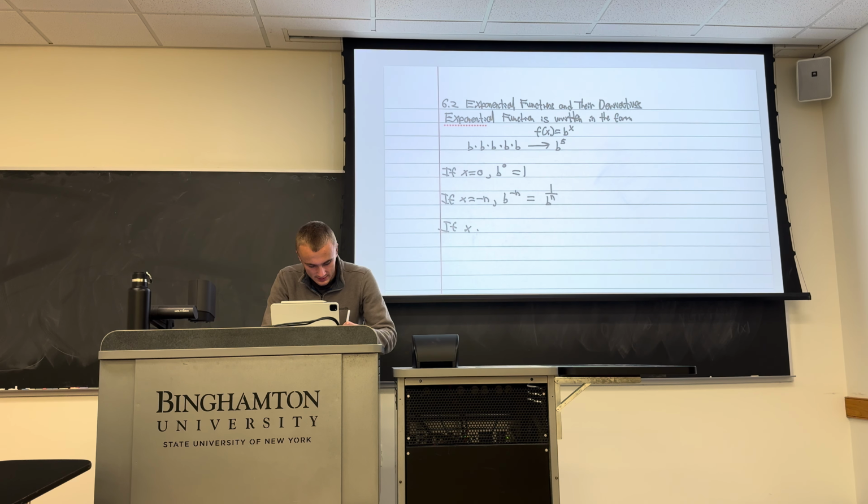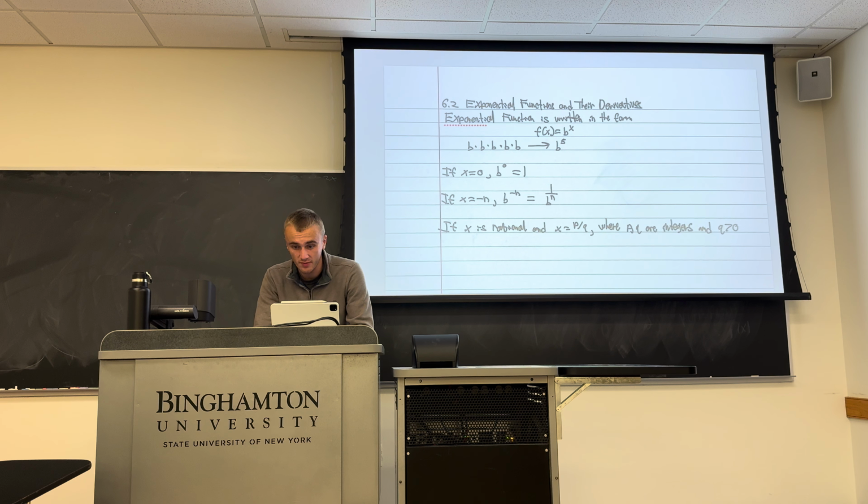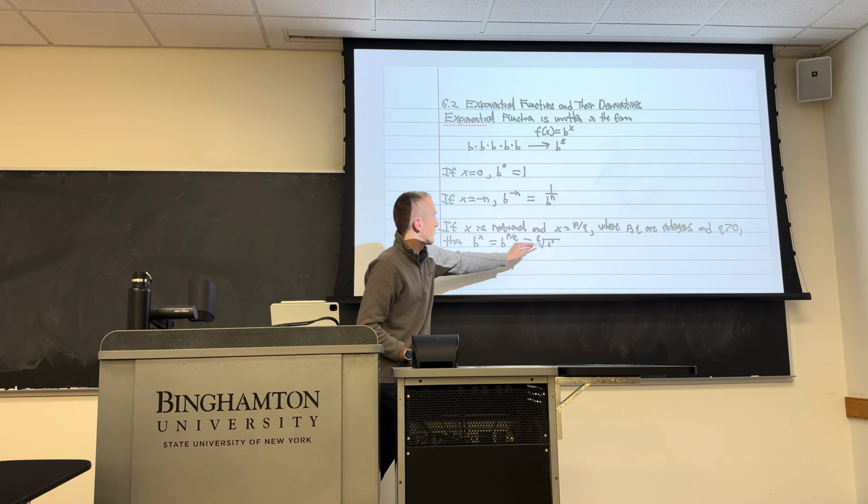So if x is rational and x equals p over q, a fraction, where p and q are integers and q greater than 0, because that's going to be in the denominator, then b to the x, which we defined as p over q, equals b to the p over q, which can then be written as the q-th root of b to the p. So we have a p right here and a q right there.